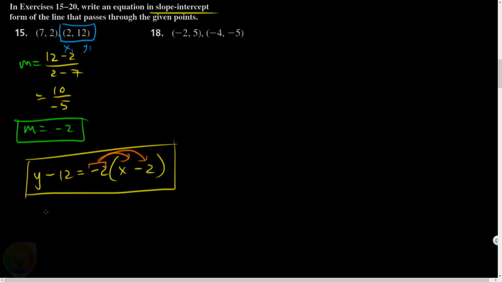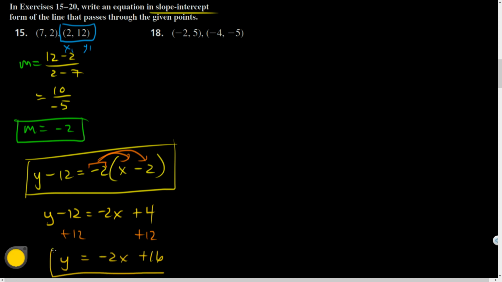So let's distribute. Y minus 12 equals -2x plus 4. Add 12 to both sides. Both sides of the equal sign, right? Done.